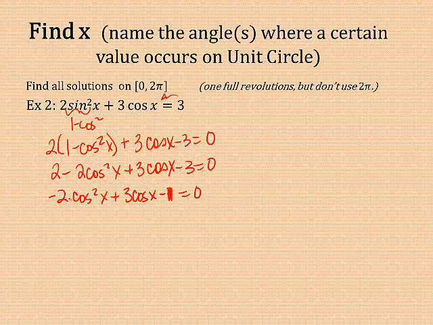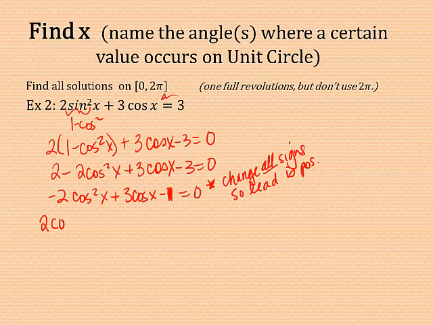Now, notice that the squared term is a negative coefficient. We don't want that, okay? So we're going to change all the signs so the lead is positive. Okay? So as long as you change all the signs, it's okay to do that. So now I have positive 2 cosine squared x minus 3 cosine x plus 1.